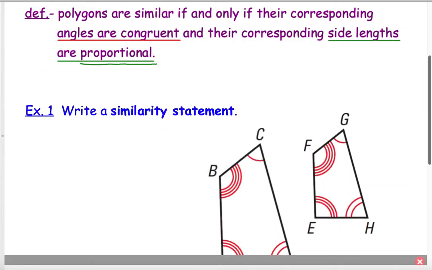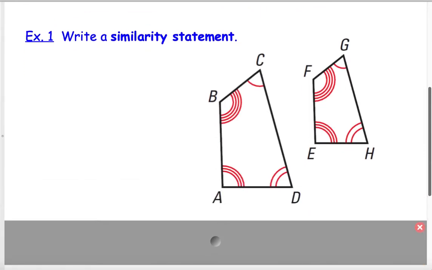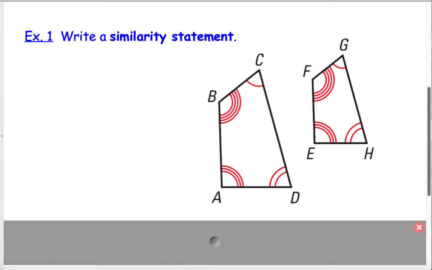All right, so here we have two figures. And let me draw an arrow here so we can refer to certain parts of them. So if you notice, angle C is congruent to angle G. Angle D is congruent to angle H. Angle A with angle E, and angle B with angle F. So since all the corresponding angles are congruent, we have a matching with all those angles, we would say that these two figures are similar.